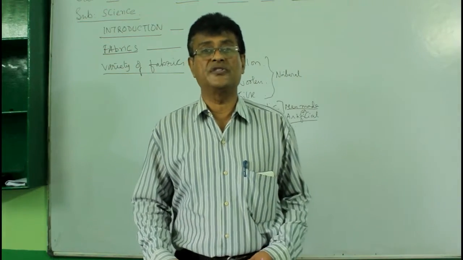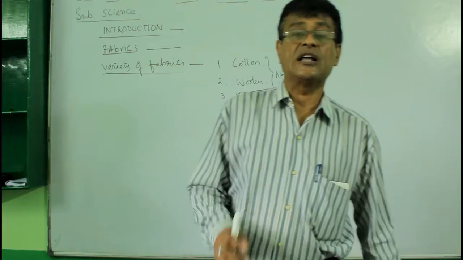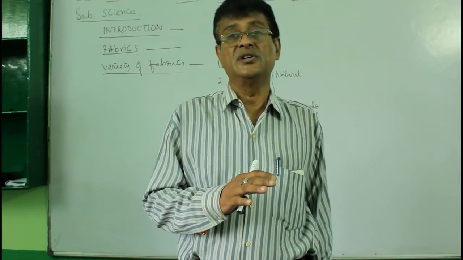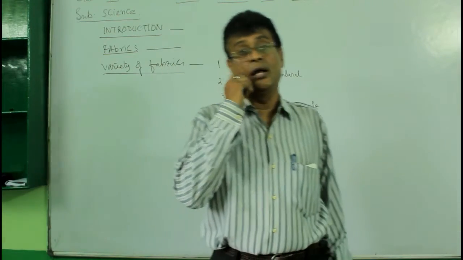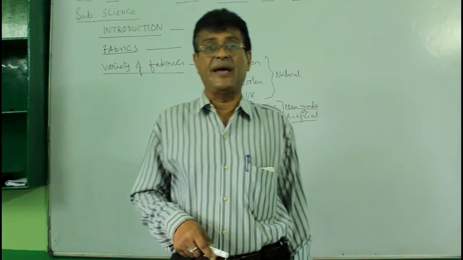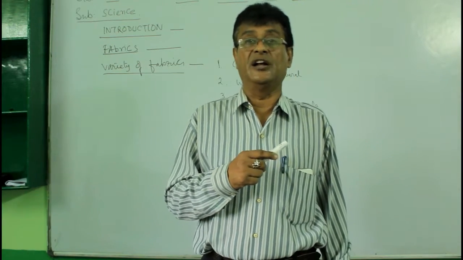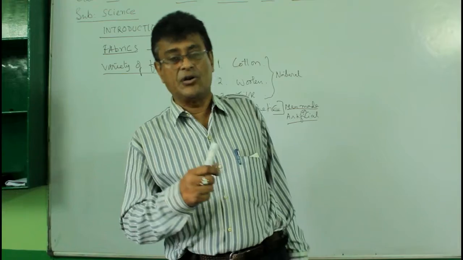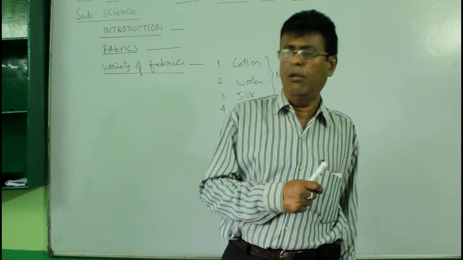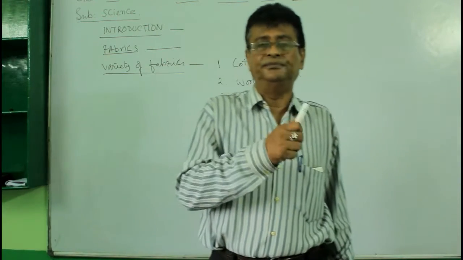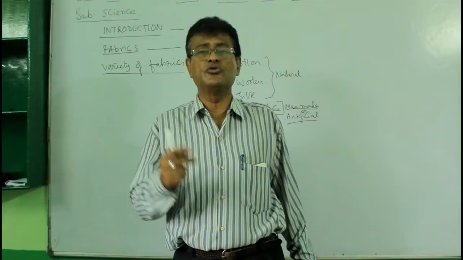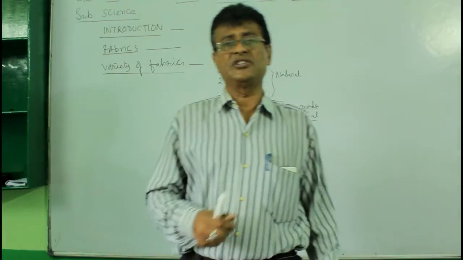And jute once was a very, very good harvest as long as there were no synthetic fibers. You know, jute makes the gunny bags. In earlier days, all the harvested food items used to be kept in gunny bags. Right now the use has gone down a little, yet there is still huge use of the jute fiber.